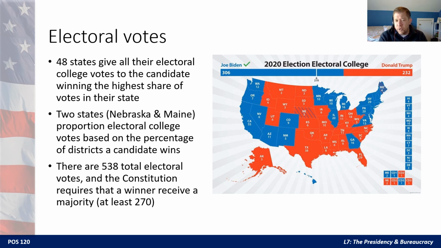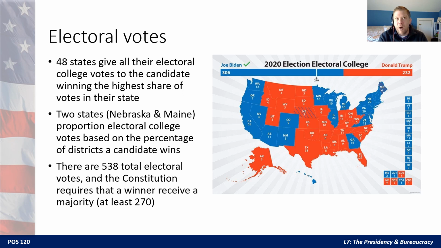There are 538 total electoral votes. Where does that number come from? It's equivalent to the number of House seats that each state has plus the number of Senate seats. So you can see on a state-by-state basis on the map here how that breaks out. North Carolina in 2020 had 15 electoral college votes. That was one for each of the 13 congressional districts in North Carolina, and then one each for the 2 Senate seats.